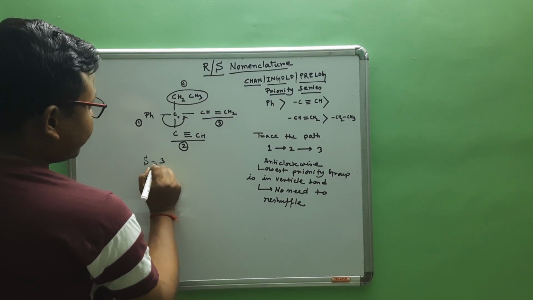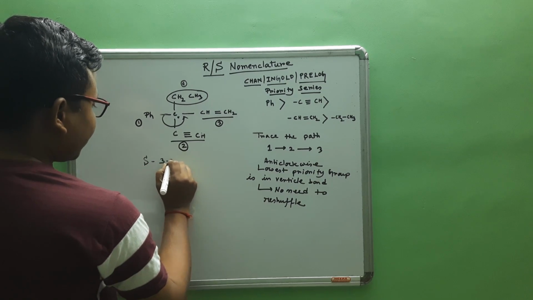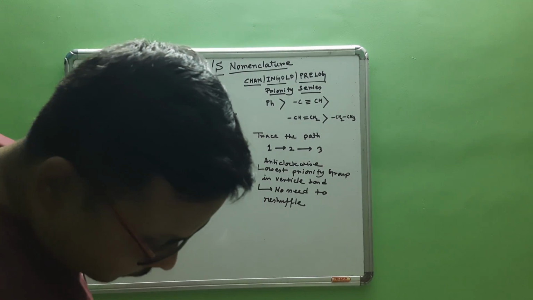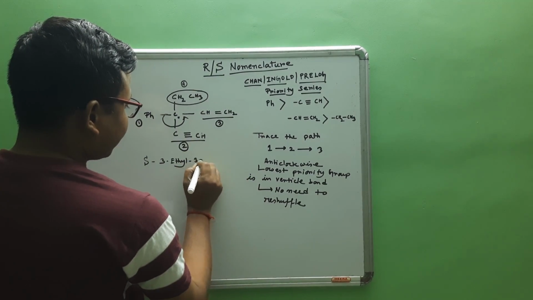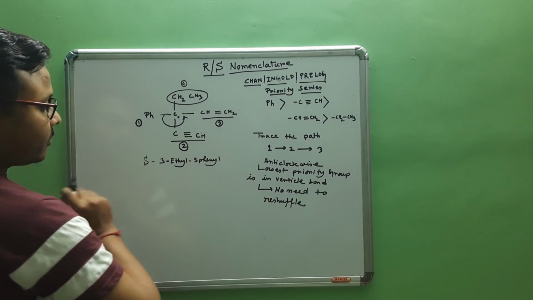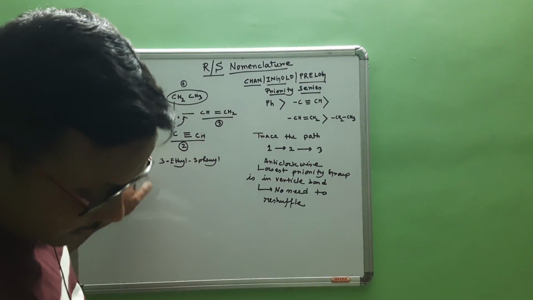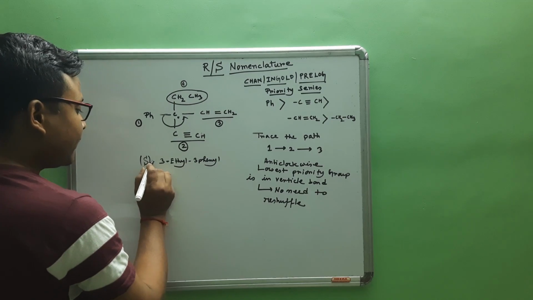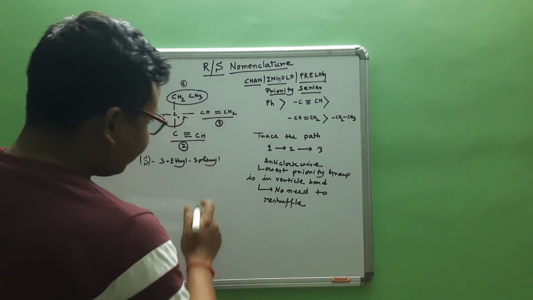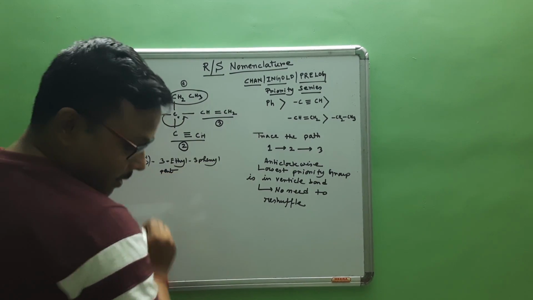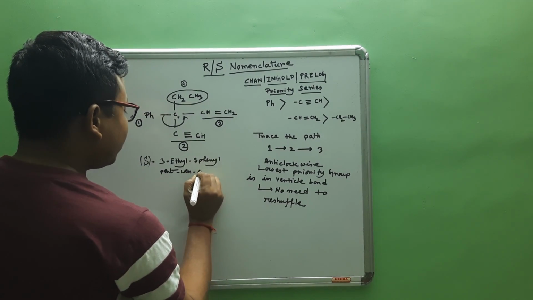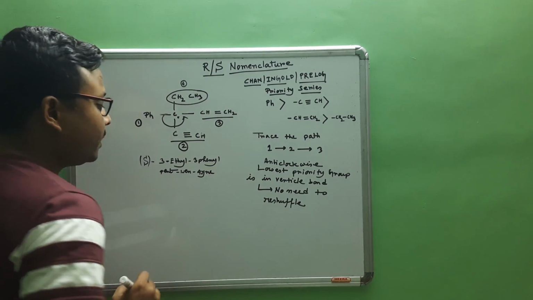S 3 ethyl, 3 phenyl, always there is a hyphen between number and letter, and here S behaves as the number, so there is a hyphen. So S 3 ethyl, 3 phenyl, pent-1-yne-4-yne, pent-1-yne, 4-yne.